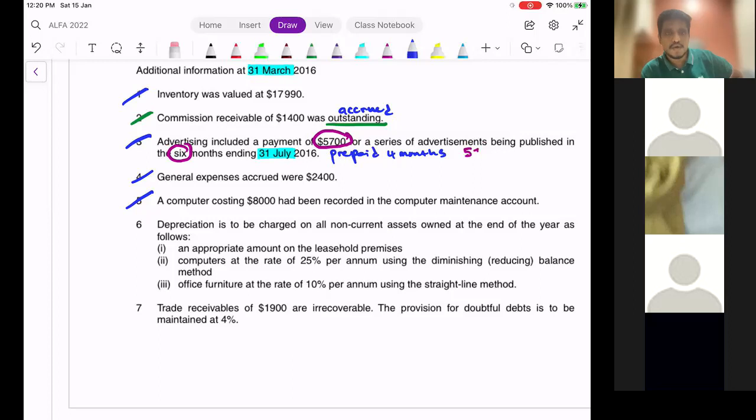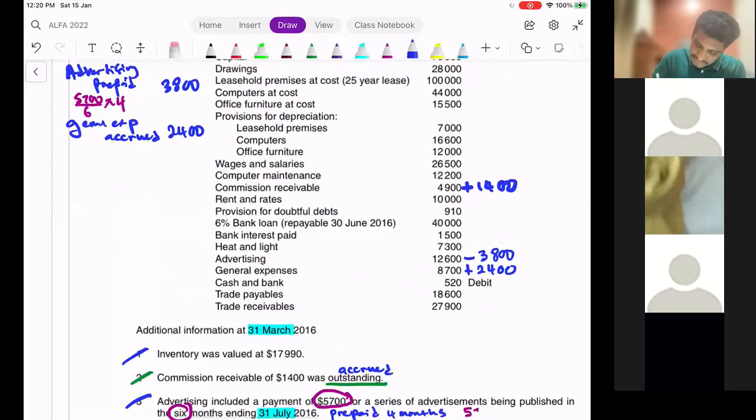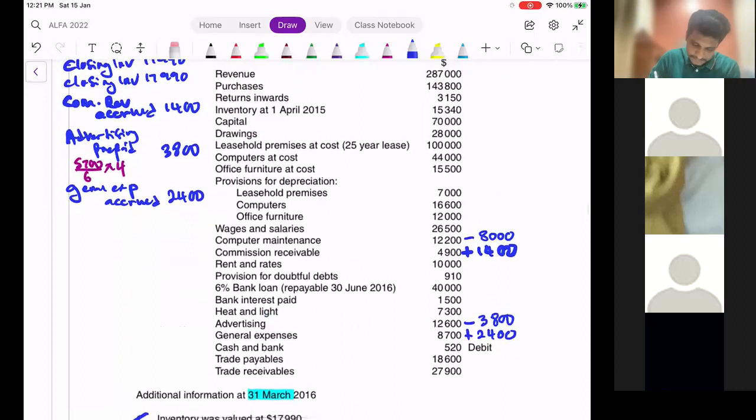So the correction is actually computer. They recorded it in the maintenance account. So we minus from the maintenance account, you put back in the computer account. So minus from maintenance. Where's maintenance? Computer maintenance, we minus 8,000. And then we plus computer 8,000. Understand now? We plus the computer, minus the computer maintenance. Next one.